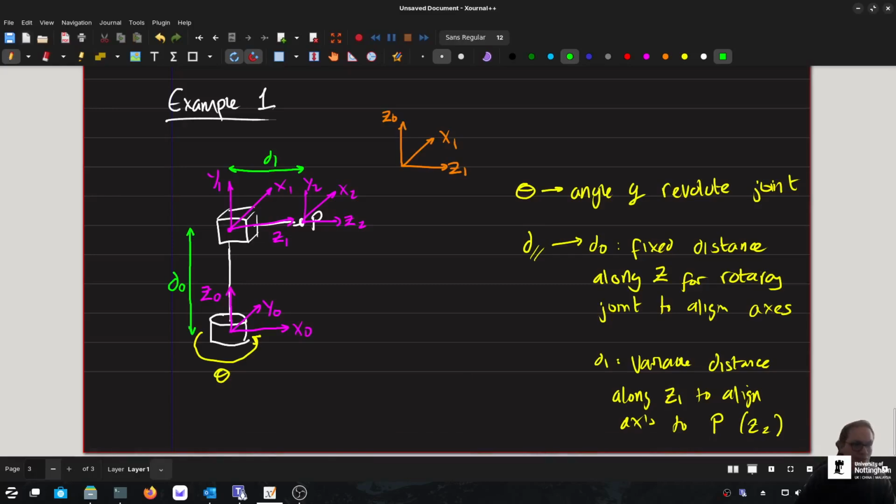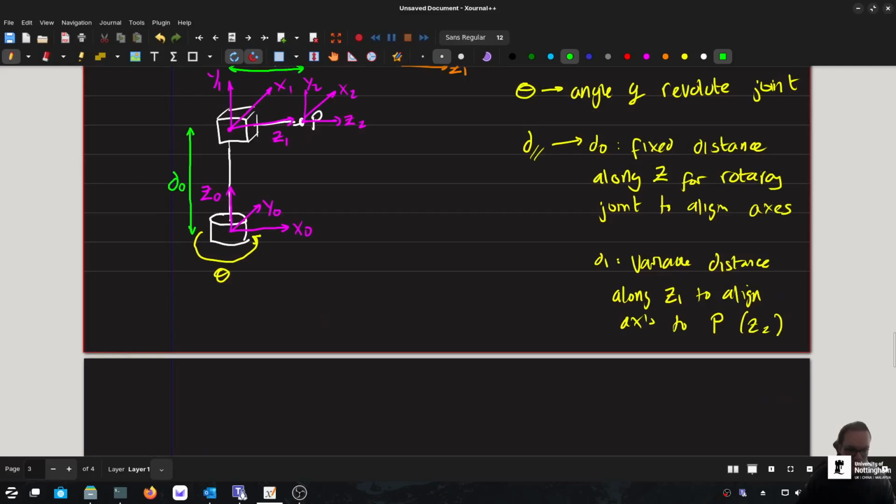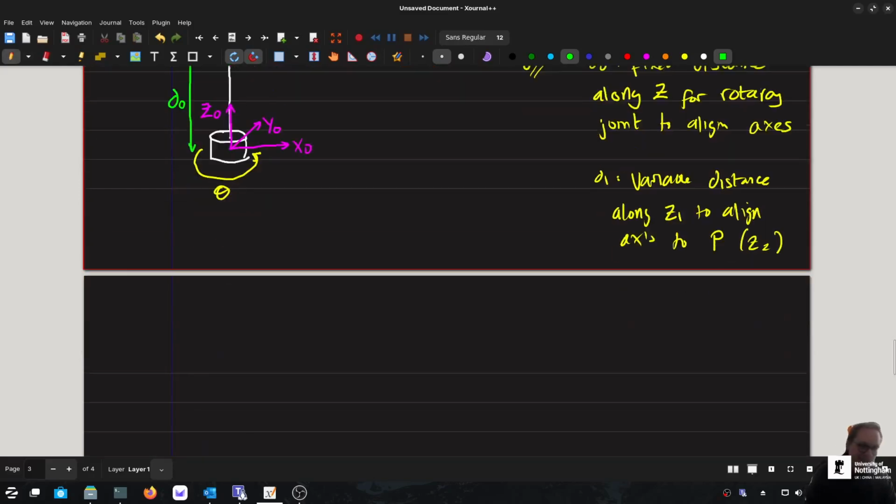So let's define the other terms. This is a bit of a simple robot, so it's not going to be the best use of it. I'll just do it below. So R, what we typically call this is basically the distance along the common normal.